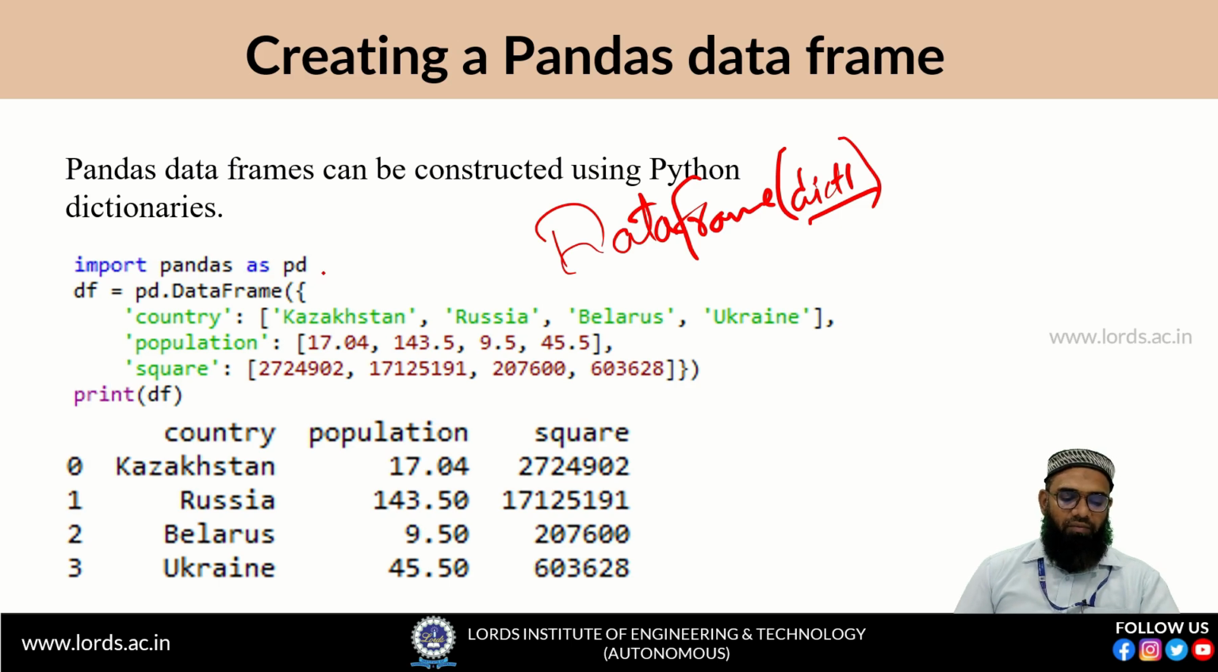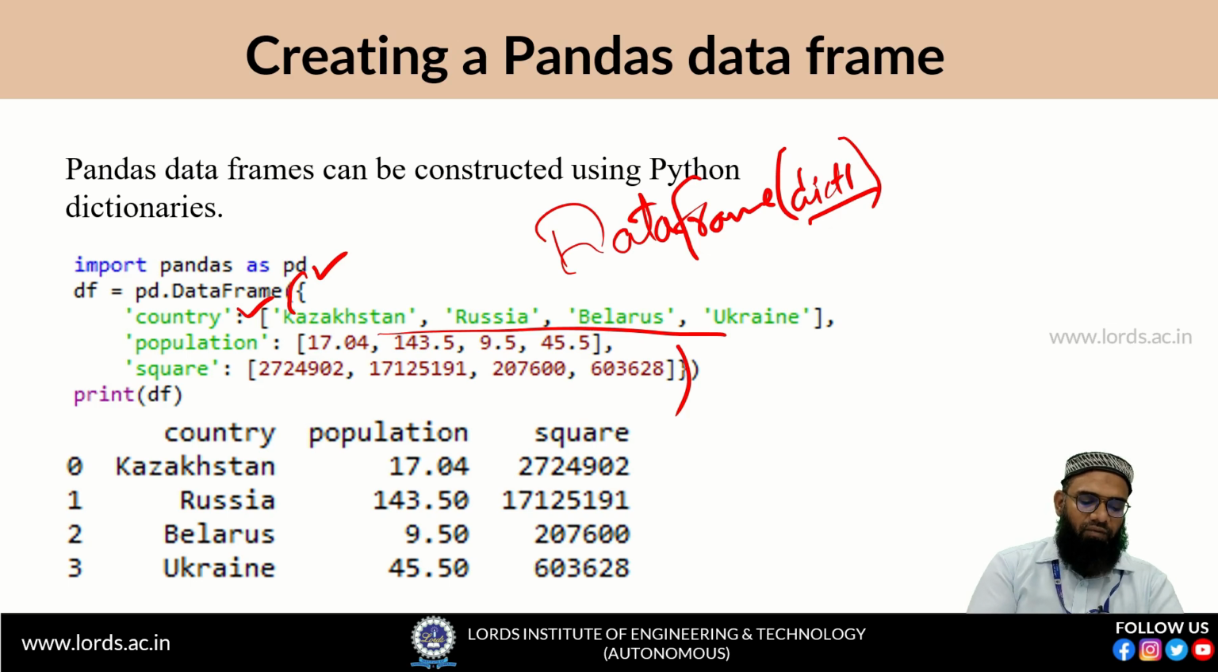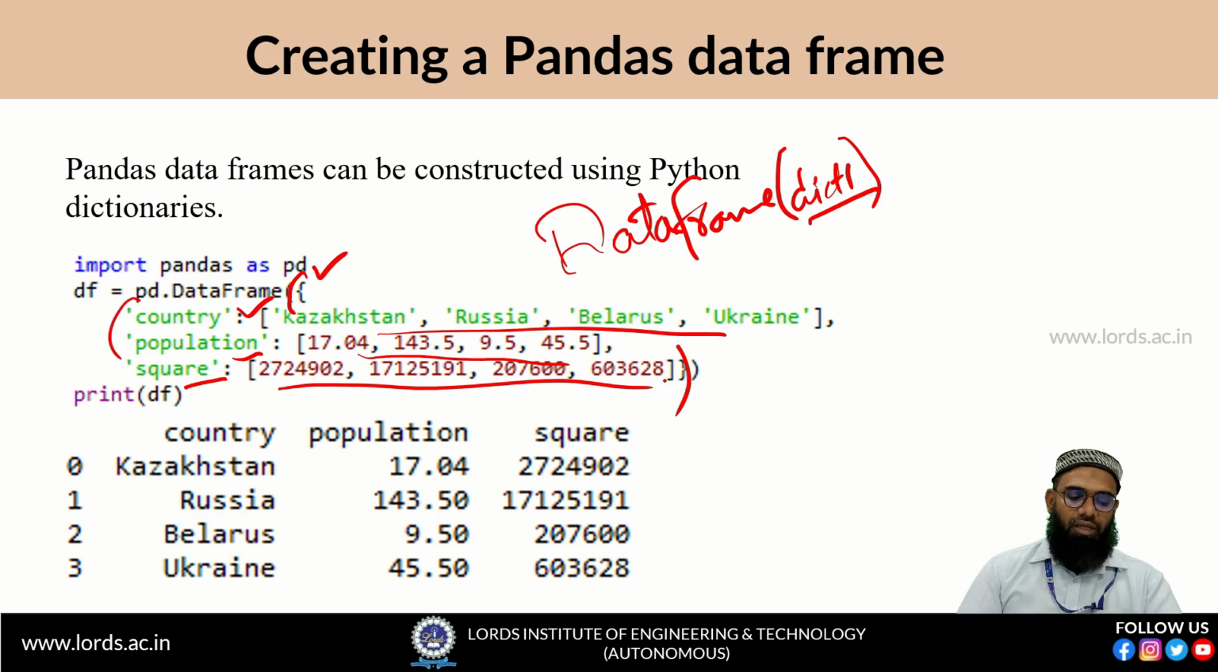In the very first line we are importing pandas, and in the next line we are creating a data frame. In the data frame we are passing a dictionary. We are creating a dictionary. So country is the key, and these are the values of countries. As you know, a dictionary is nothing but key and value format. Here population is the key, and here we have the values respective to this particular key, and square, and these are the values we have, key and value format. So all these will be converted into a data frame by using the dictionary.